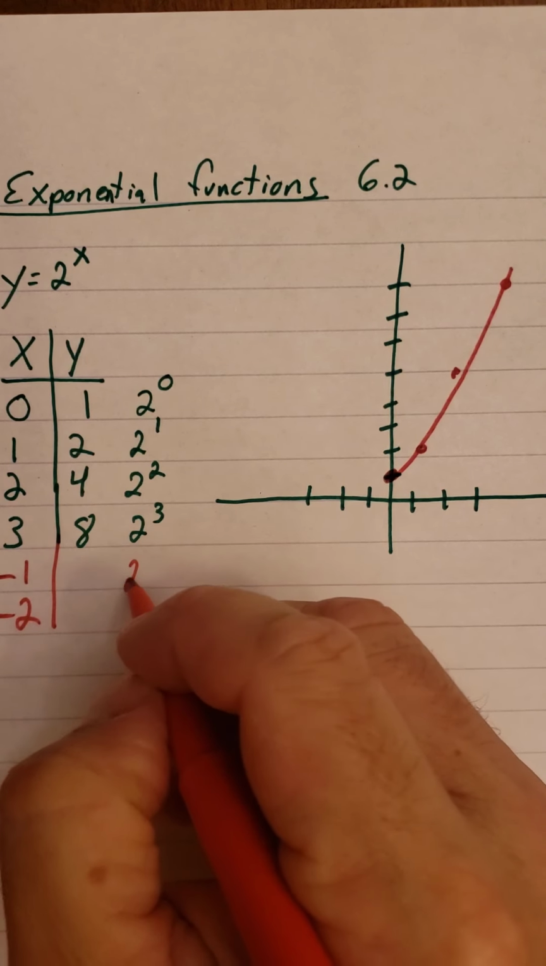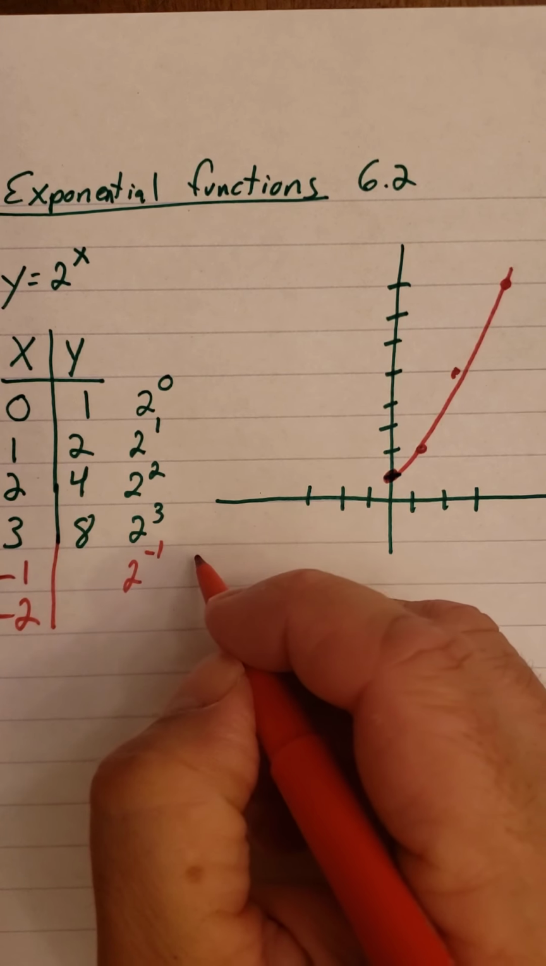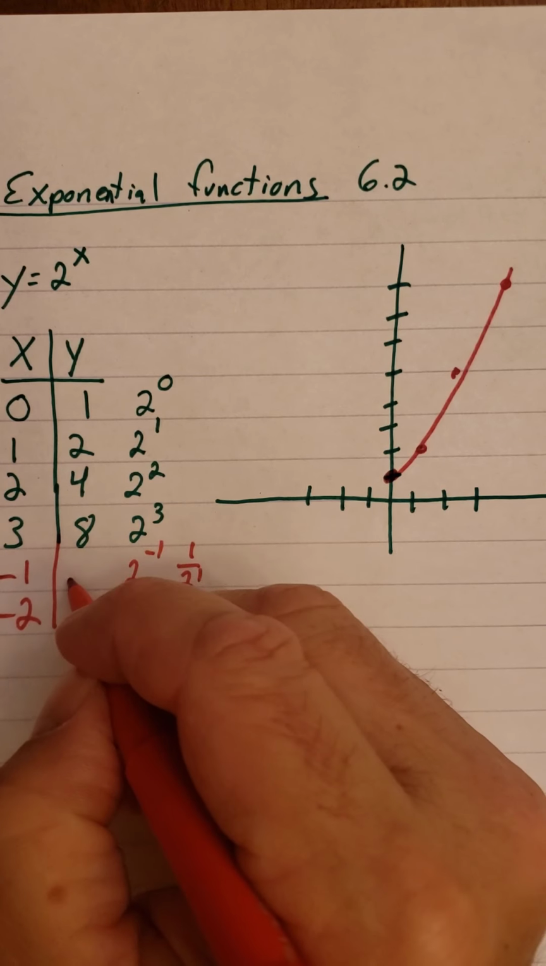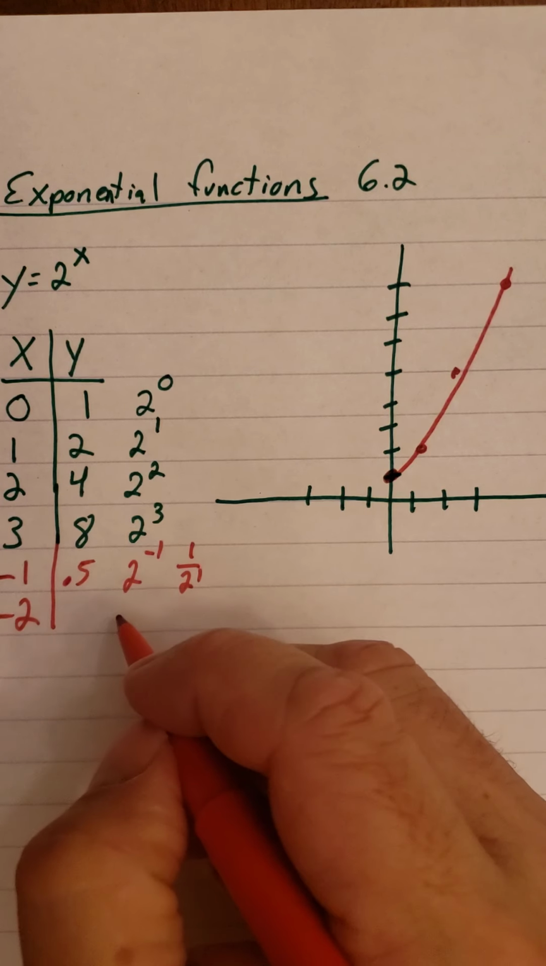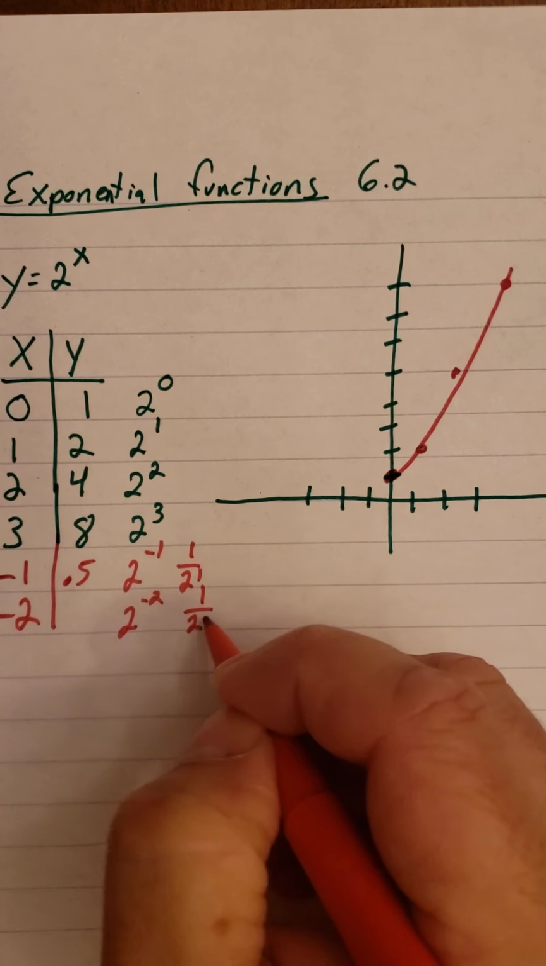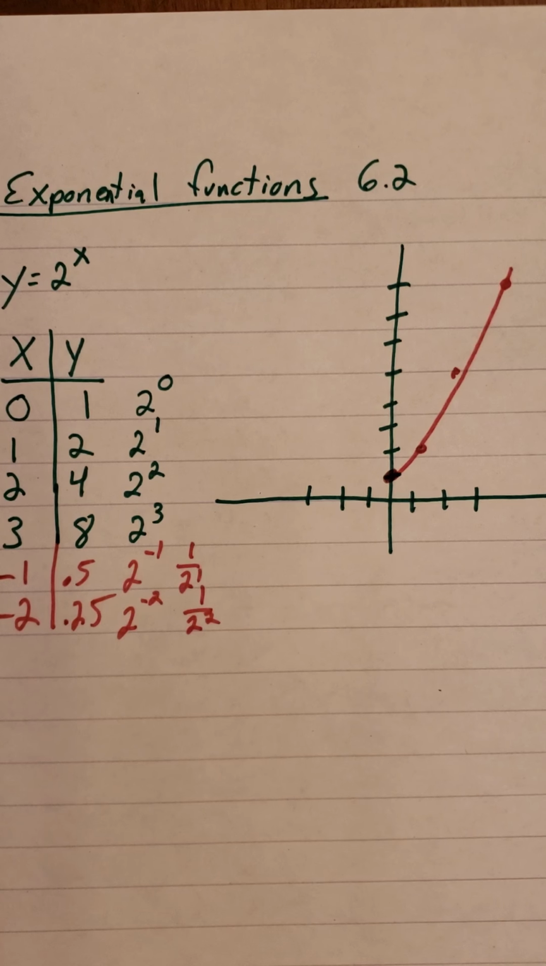So we've got 2 to the -1, which, keep in mind, the negative exponent, we make it 1 over, so this becomes 1 over 2 to the 1, which is just 0.5. And then you've got 2 to the -2, which is 1 over 2 squared, which is 1 over 4, which is 0.25. And if you want, you can check those in the calculator real quick, or you can just trust me that they work.